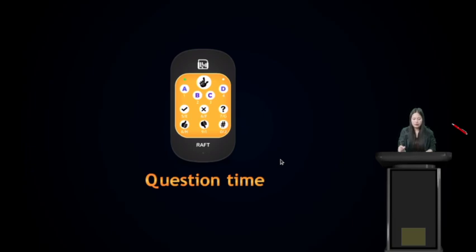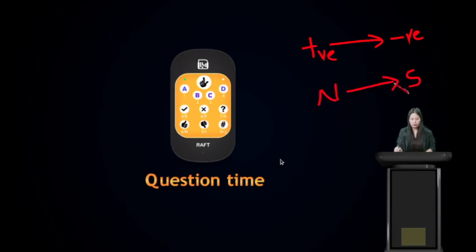So remember, students, direction of current is always from positive end to negative end, and direction of magnetic field lines is always from north pole to south pole. But inside the magnet, the direction of magnetic field line is from south to north pole. So this is inside the magnet or inside the conductor. But outside the conductor, the direction of magnetic field lines is always from north pole to south pole.